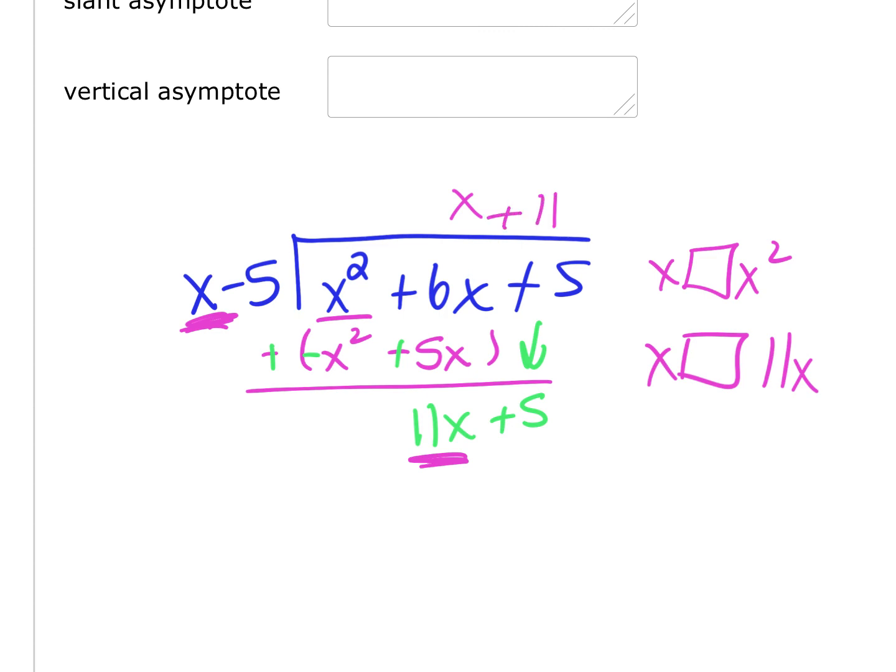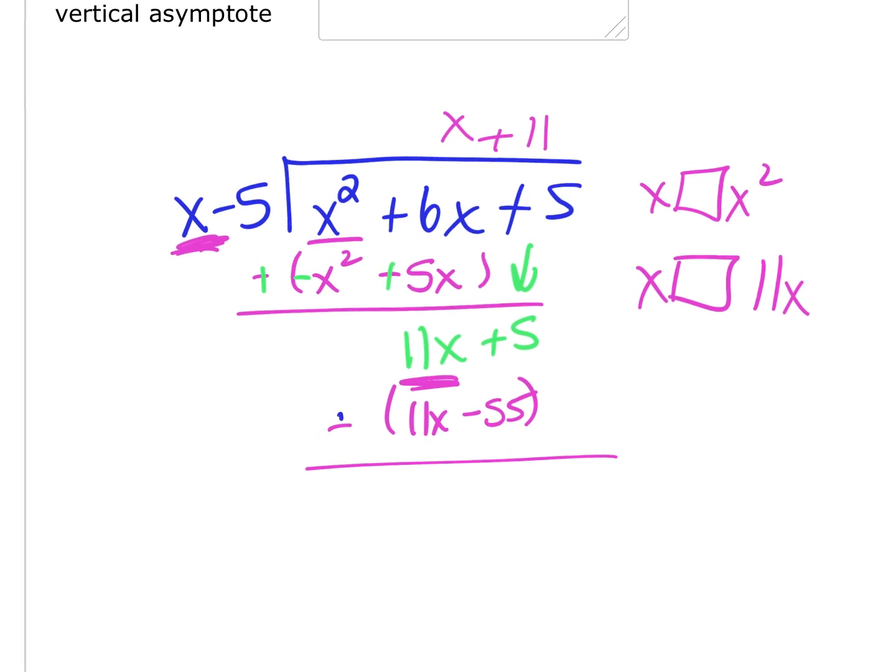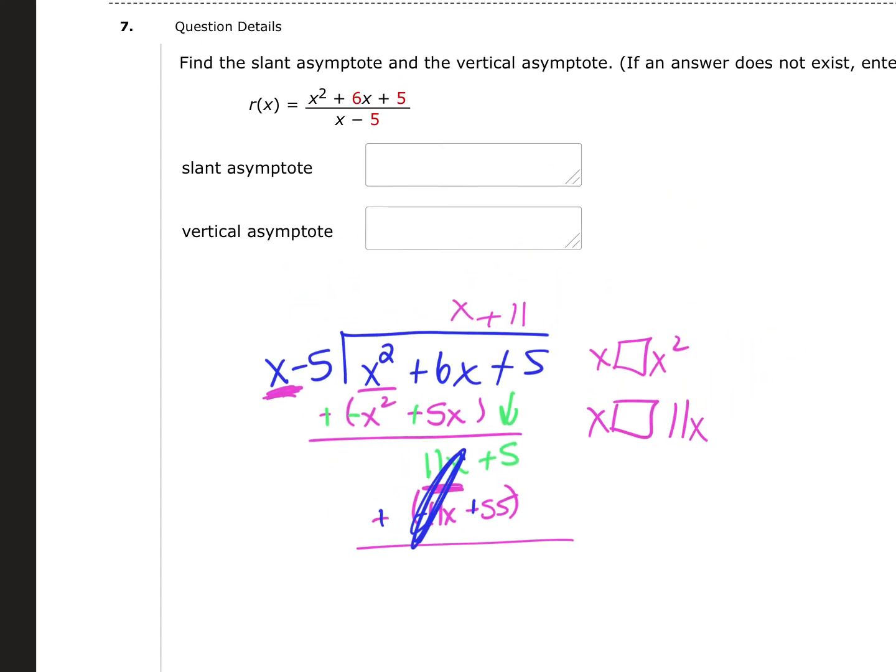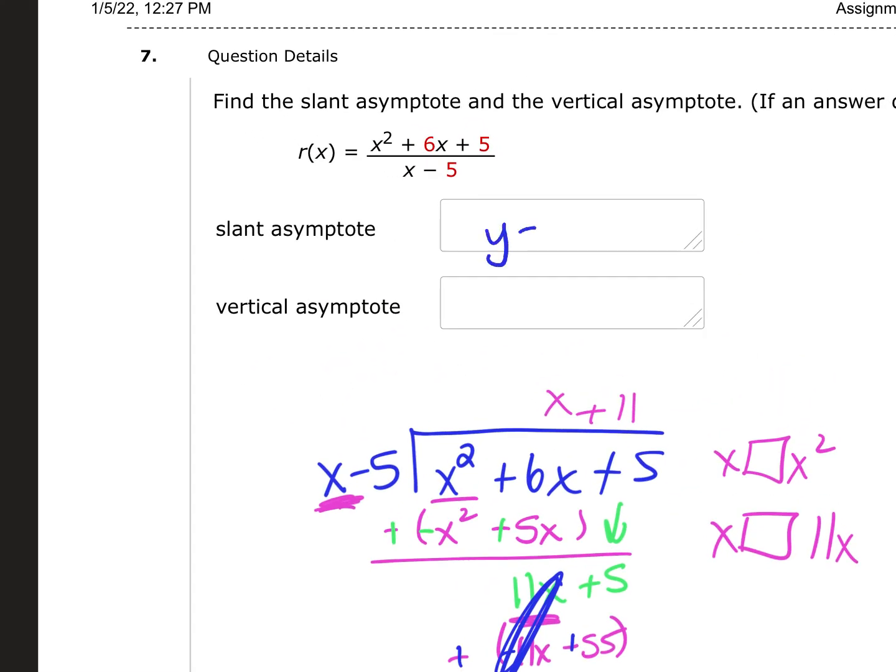Positive 11. Get your subtraction set up just to make sure. So when you multiply 11 times x is 11x. 11 times negative 5 is negative 55. And then before you subtract, you have to distribute. Negative and a positive 11x cancels. Then you know we're good to go. Does that plus 60 mean anything? No. Your answer here is y equals x plus 11.